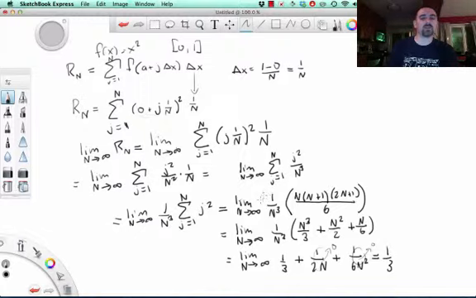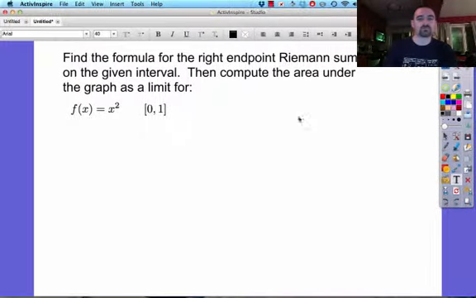Again, I wanted you to see what one of these looked like, where we actually write out the Riemann sum, the right endpoint Riemann sum, and then we take the limit. This is why we're learning all this j squared business. So copy this one down. We'll be practicing these more in class. Okay, so we got that one. That's all set. We're computing the area under the graph as a limit.